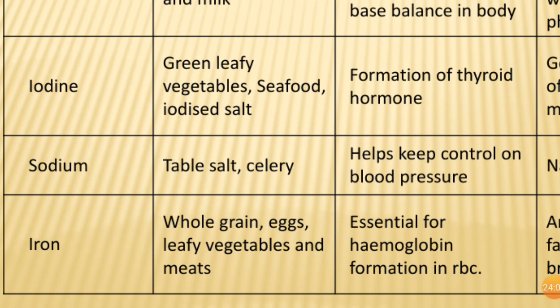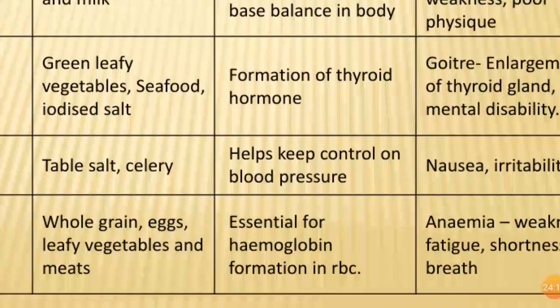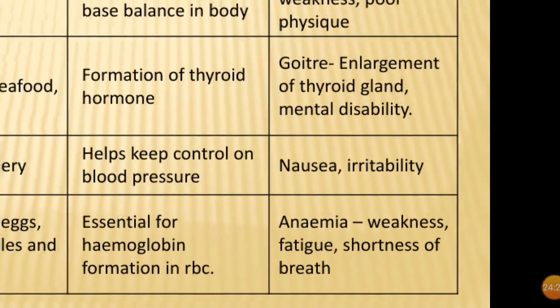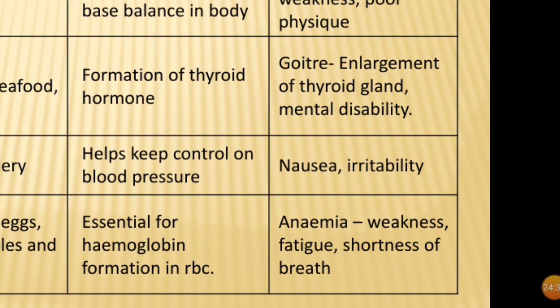Sources: whole grain, eggs, leafy vegetables and meats. Function: essential for hemoglobin, that is formation in RBC. RBC means red blood cells. Deficiency disease: anemia. Anemia means weakness. We feel tired after a little bit of work also. Yes, we immediately feel tired. Fatigue. Shortness of breath.